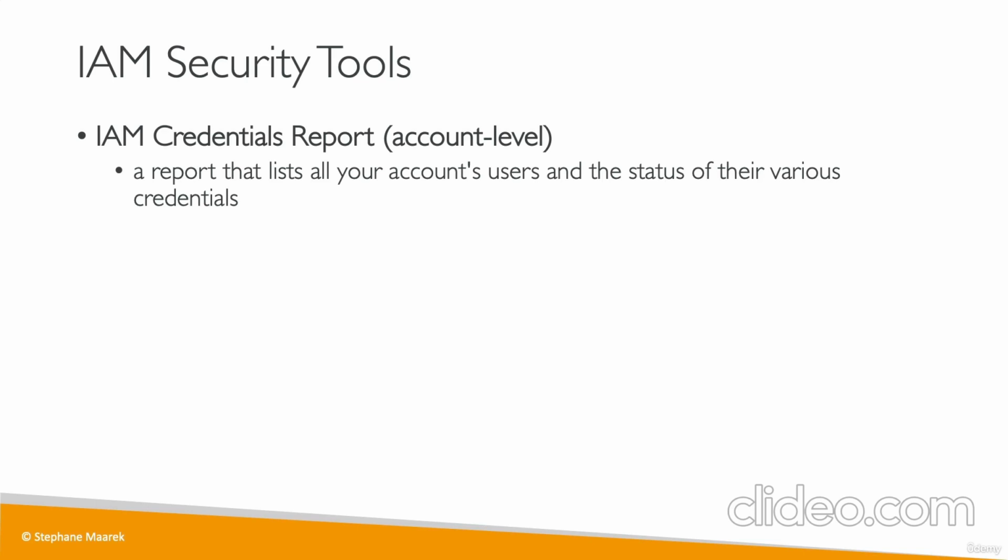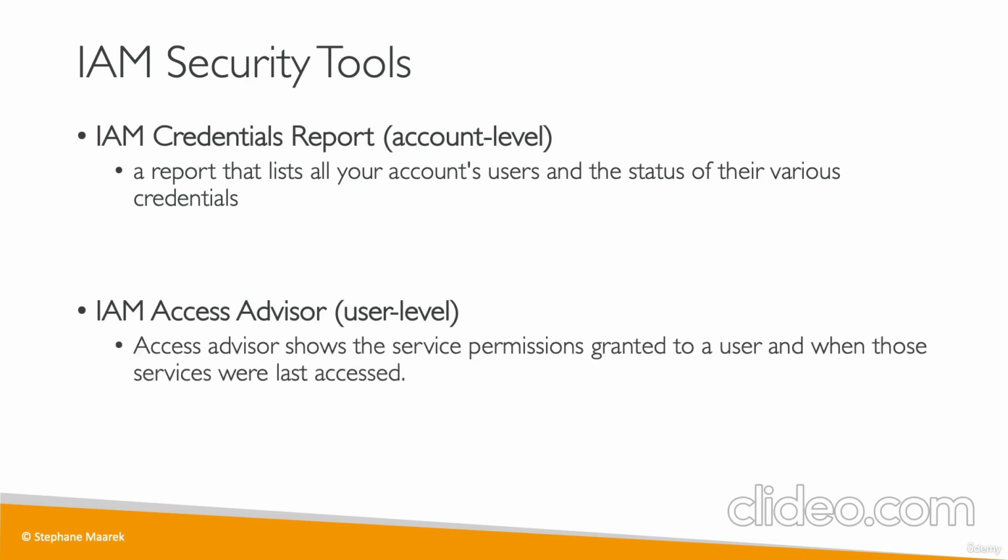And the second security tool you can use in IAM is called IAM Access Advisor. This one is at the user level. And the Access Advisor is going to show the service permissions granted to a user and when those services were last accessed. And this will be very helpful because we are talking already about the principle of least privilege. And so using this tool, we're able to see which permissions are not used and reduce the permission a user can get to be in line with that principle of least privilege. So I will see you in the next lecture to show you how to use the security tools.